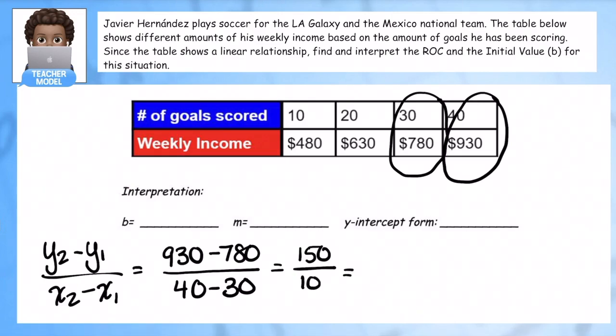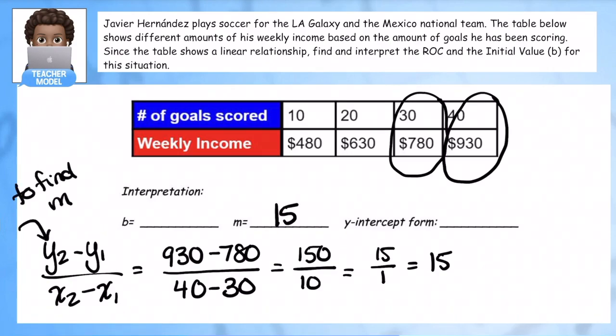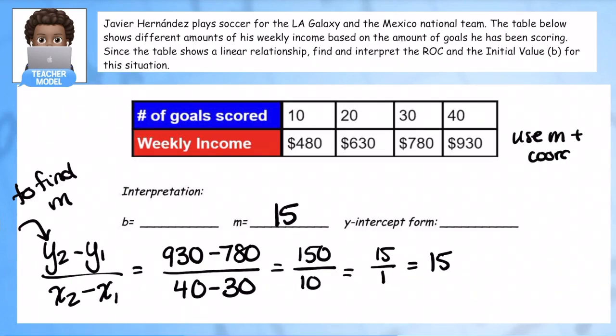So I'm going to simplify this. I could leave it, but I want to use things in simplest form. So this simplifies to 15 over 1, or 15. So m is equal to 15. All right. So again, I use this formula to find m. Now let's figure out what our b is going to be. We're going to use m plus a coordinate pair.